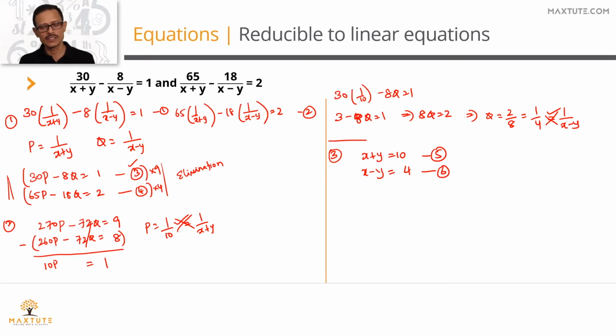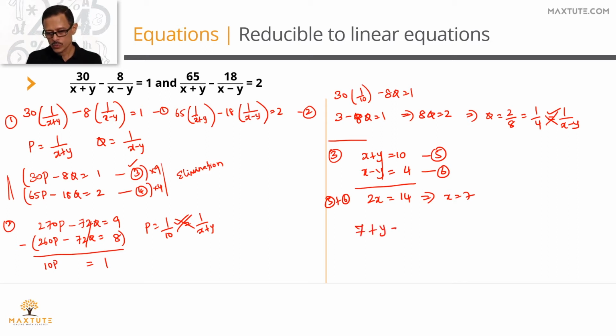Again, let's use the elimination method. We have a plus y and a minus y. All that we need to do is add equations 5 and 6. y and y will get cancelled. We'll get 2x to be equal to 14, which means the value of x is equal to 7. Substitute the value of x as 7 in equation 5. So we'll get 7 plus y is equal to 10, which means y is equal to 3. Value of x is 7, value of y is equal to 3.